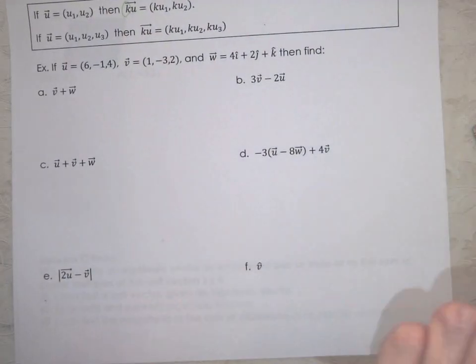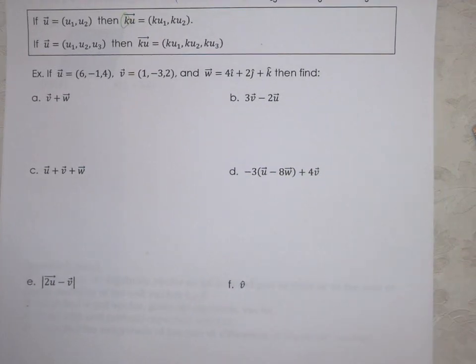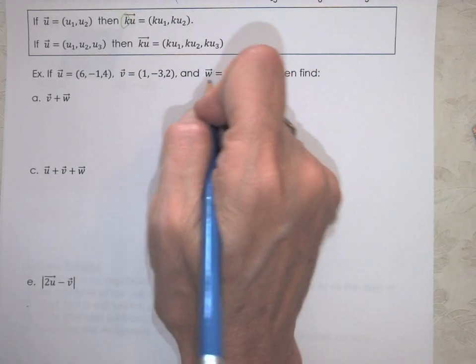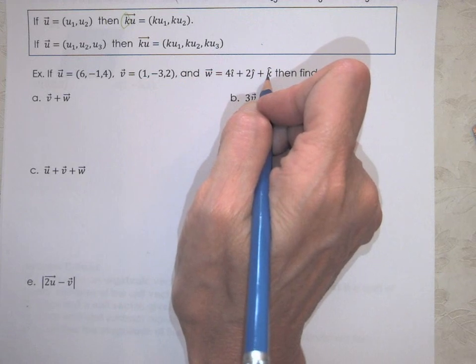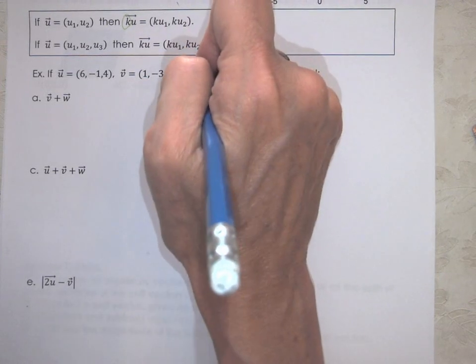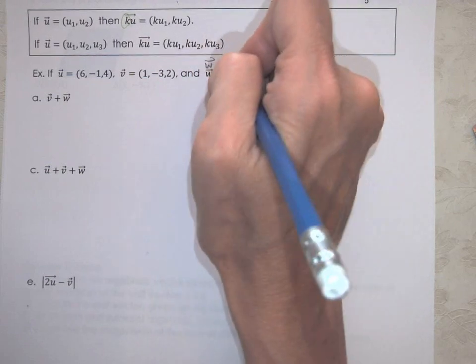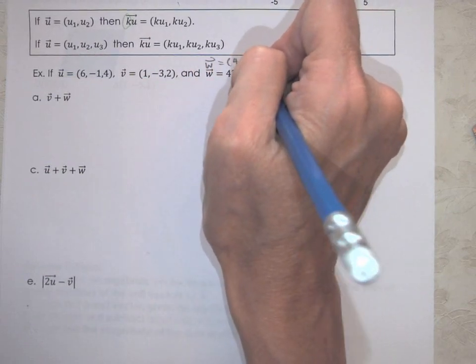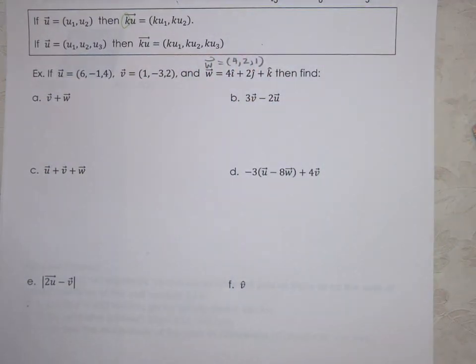So if vector u is 6, -1, 4, vector v is 1, -3, 2, and vector w is 4i hat plus 2j hat plus k hat, then find each of the following. The first thing I do if I see a vector written as scalar multiples of i hat, j hat, and k hat is rewrite it in ordered triple form because it's easier to work with. So I rewrote 4i hat plus 2j hat plus k hat as the ordered triple 4, 2, 1.